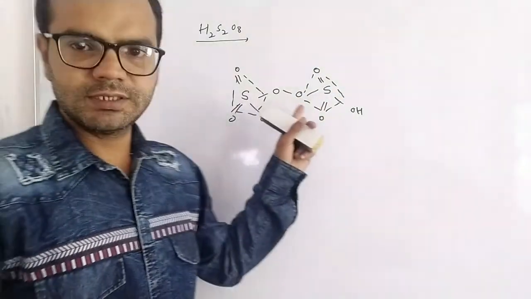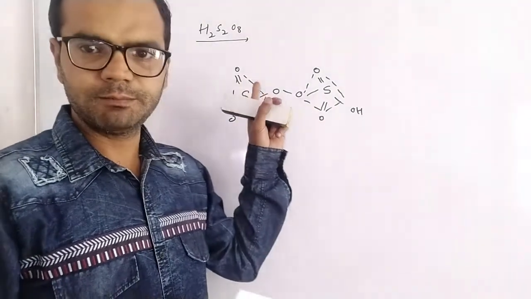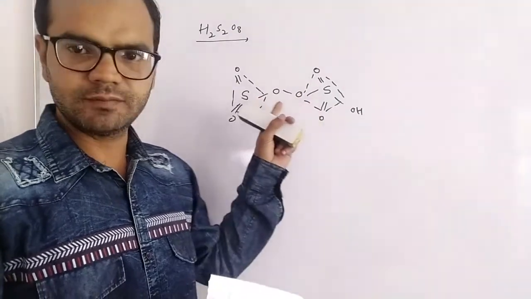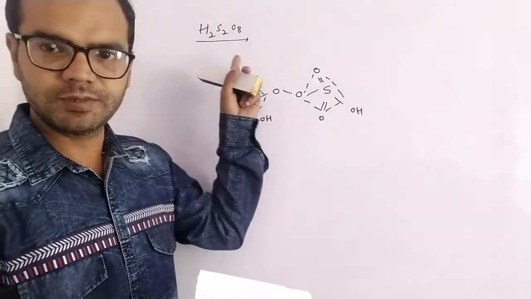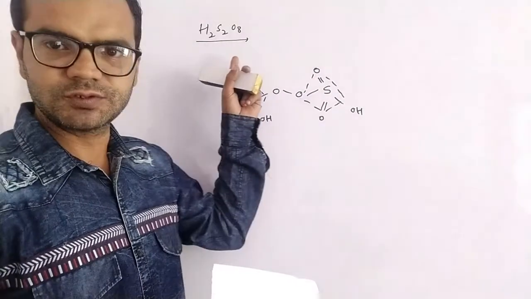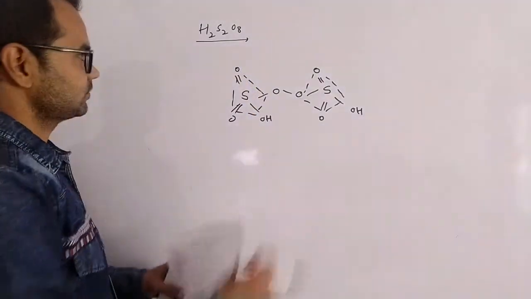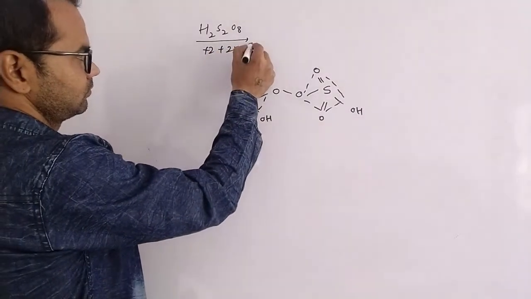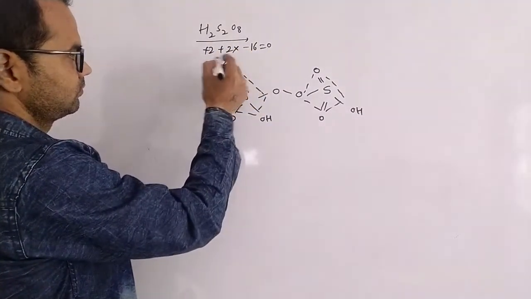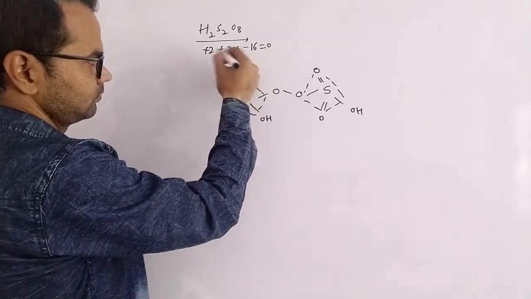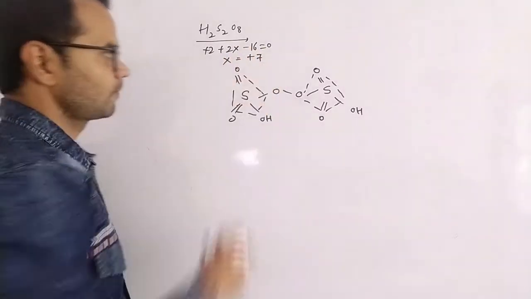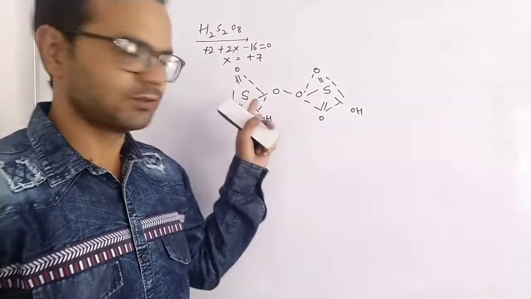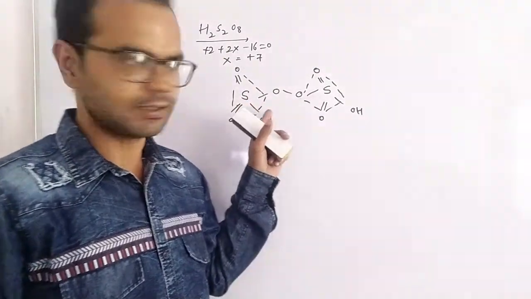There is a peroxy linkage in peroxy disulfuric acid or Marshall acid. That's why its oxidation number is also satisfied. If we find the oxidation number by the X method, then the oxidation state comes to +7. But sulfur has only 6 electrons in its valence shell.